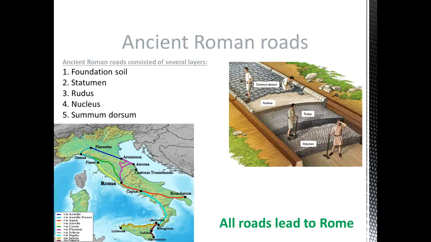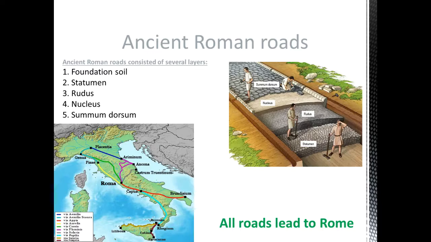Ancient Roman roads consisted of several layers. We're going to talk about them. You can see there were 5 layers of the road. So the first layer of the road was the foundation soil, and this is the very lowest soil foundation. The base on which a road was built was compressed to be compact and to avoid structural settlement, and then covered with sand or mortar.